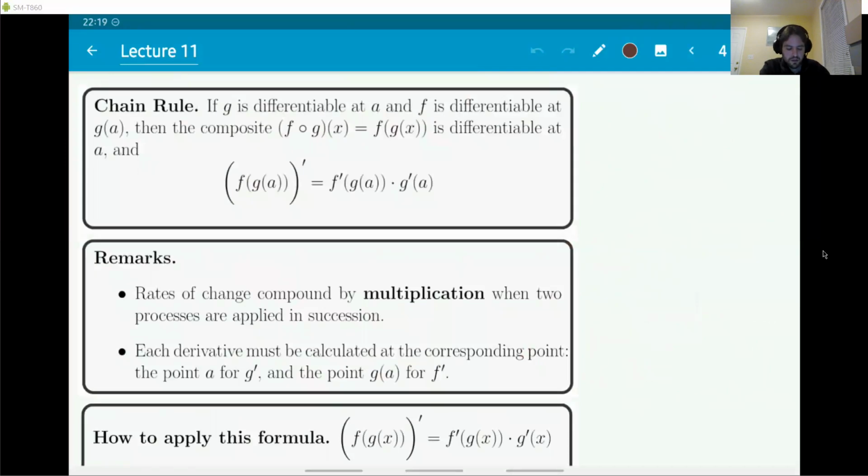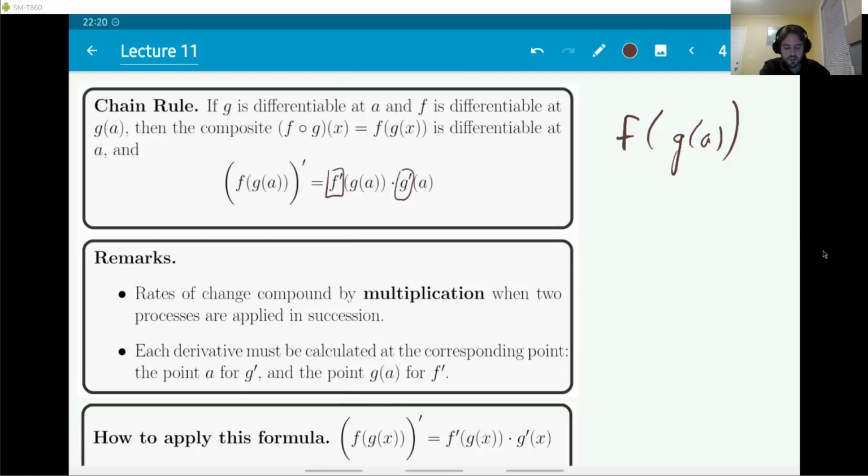Let's read this. If g is differentiable at a point A, and f is differentiable at the point g of A, because we're going to want to apply f to the number g of A, then this composite function f of g of whatever variable is also going to be differentiable at A. And the derivative is going to be given according to this formula. It's a multiplication of the derivatives of f and g. This dot here means multiplication. And here you see g prime and f prime.